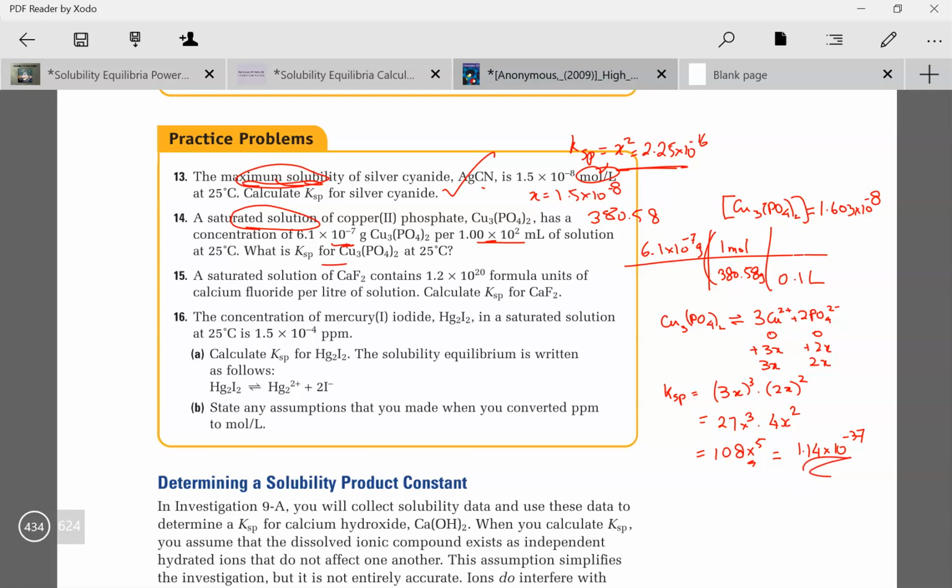So we'll take that. A saturated solution of calcium fluoride contains 1.2 times 10 to the power of 20 formula units of calcium fluoride per liter.